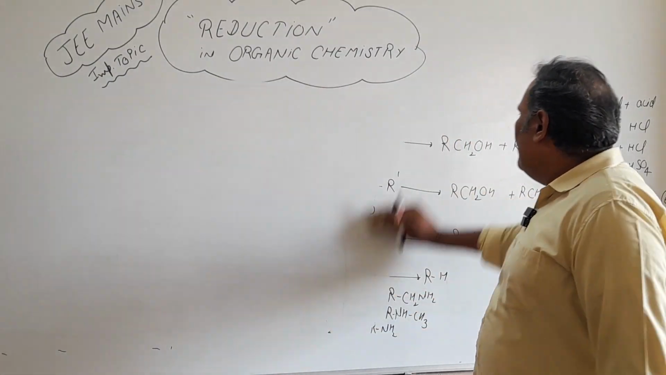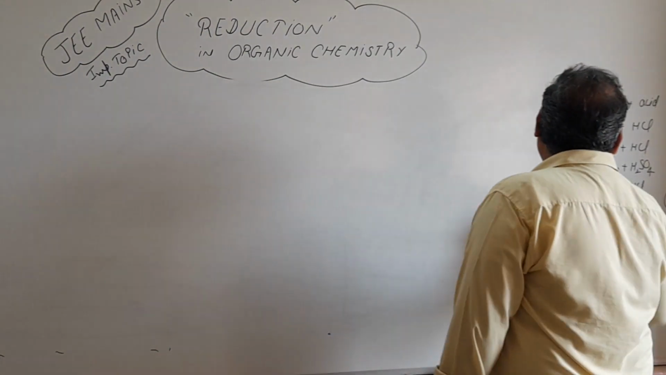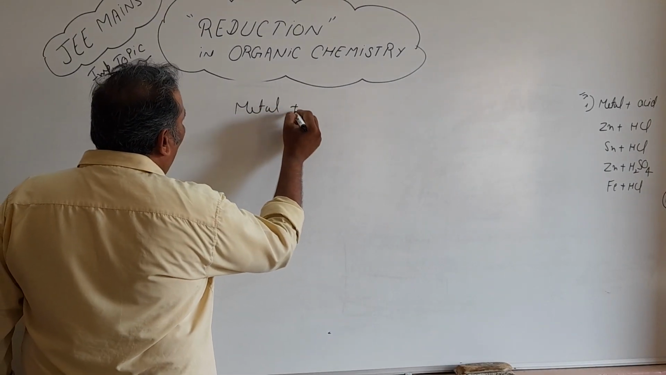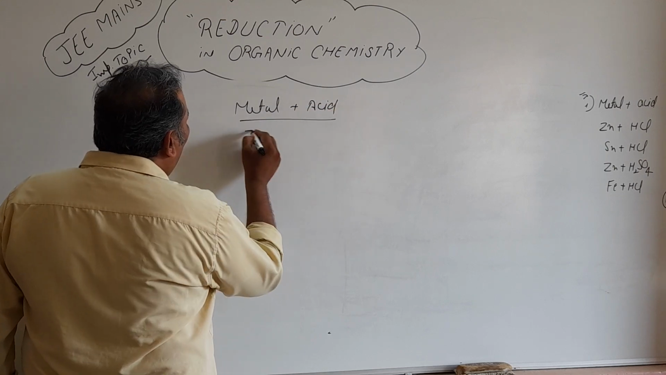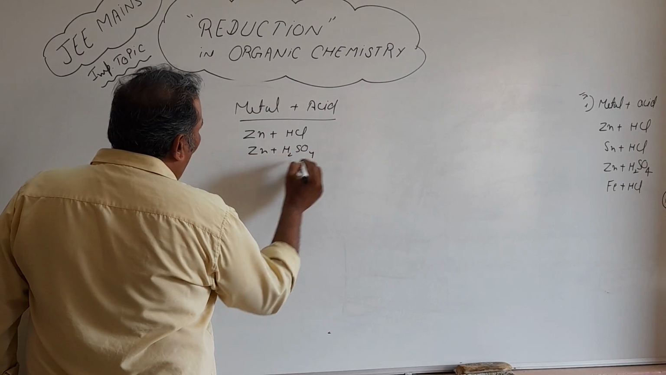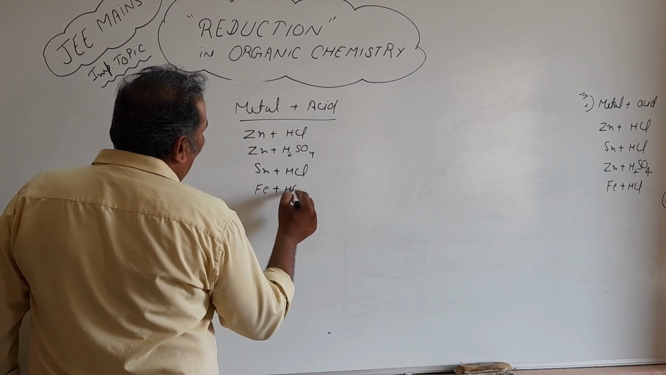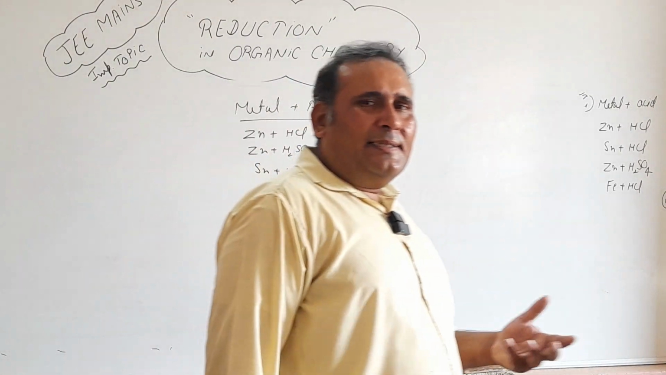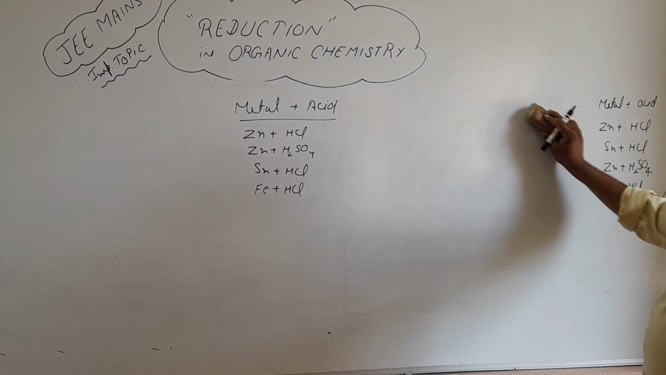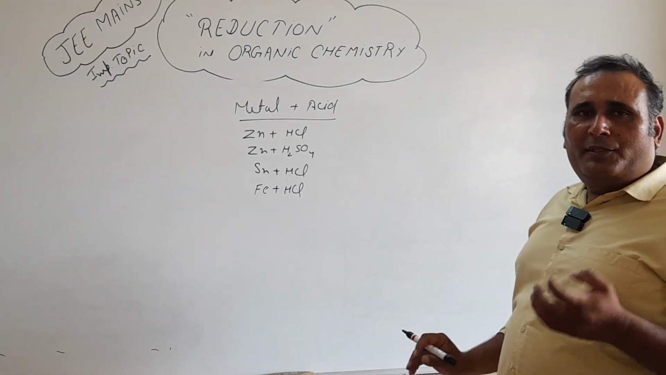Next one is metal plus acid. If we are talking about metal plus acid, we can take metal zinc plus acid HCl, zinc plus H2SO4, tin plus HCl, or Fe plus HCl. These metal plus acids we can use as a reducing agent. The metals donate their electrons, and through this mechanism they can reduce some functional group.